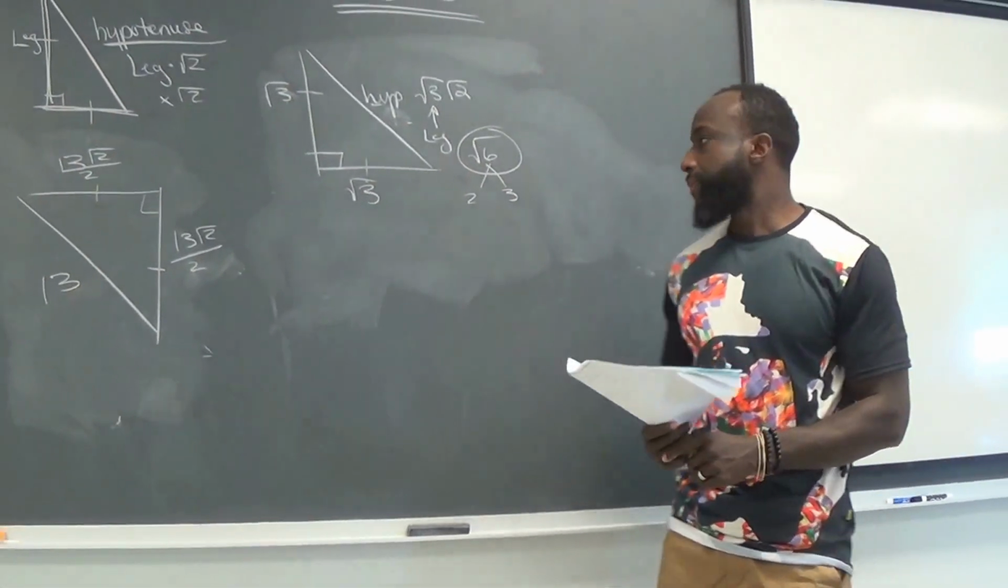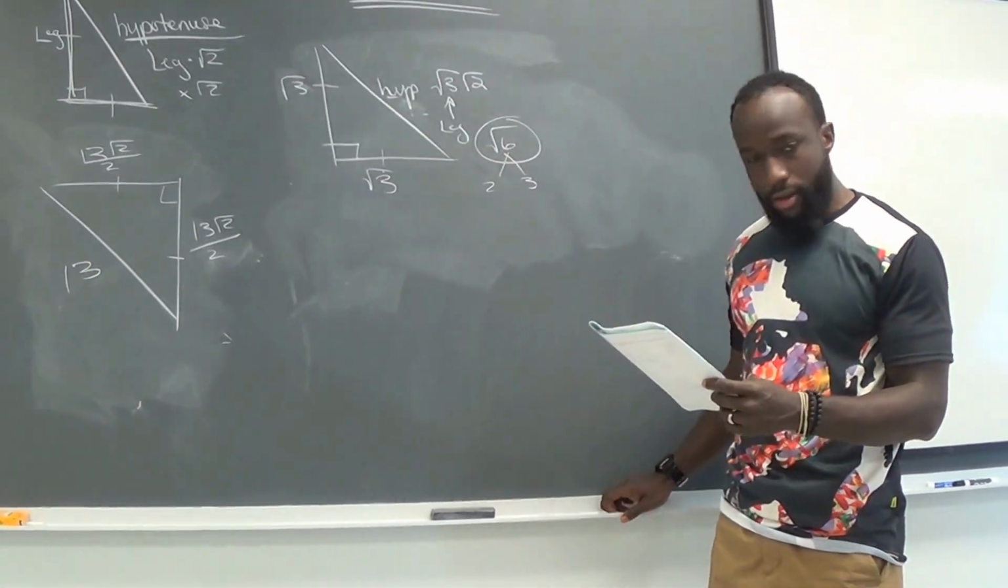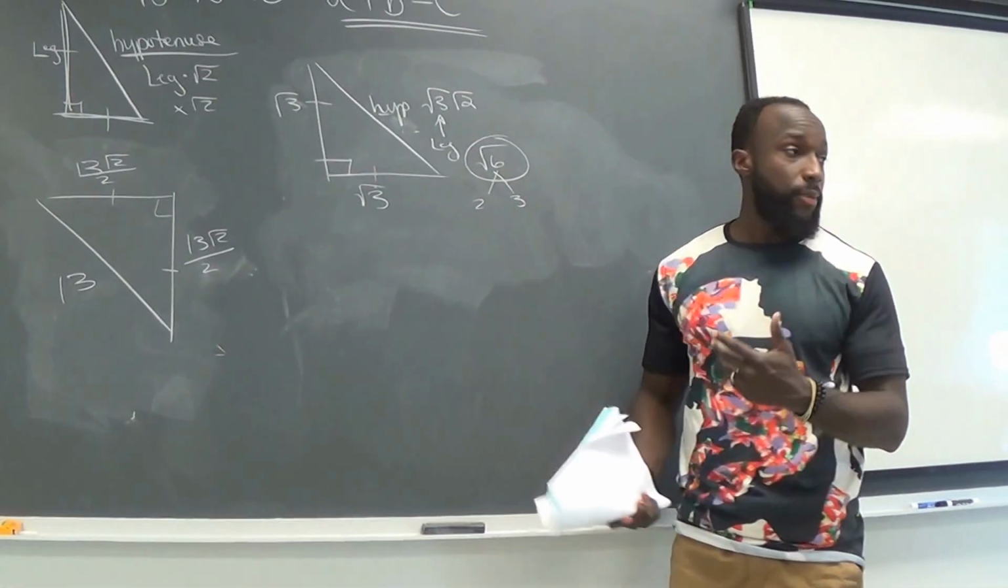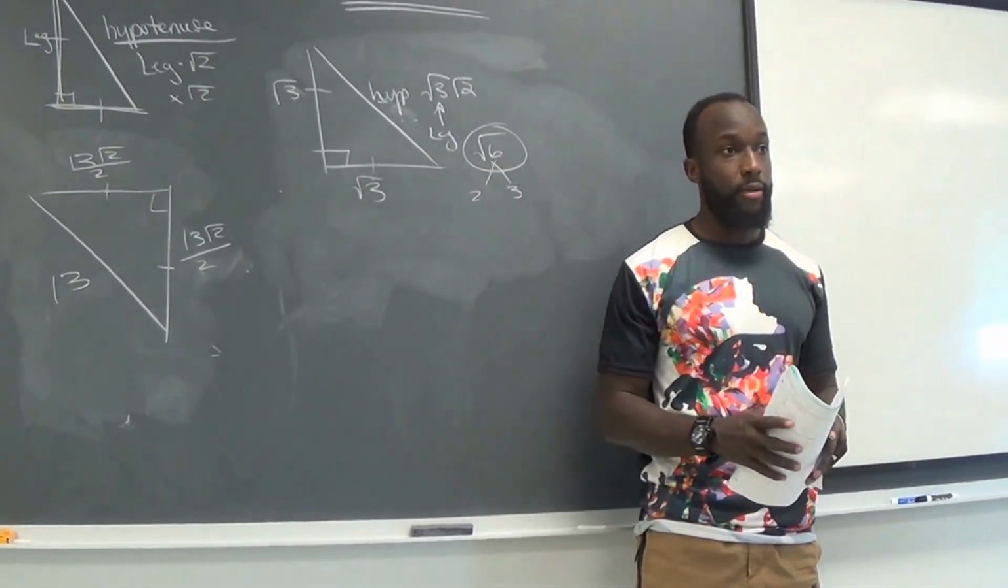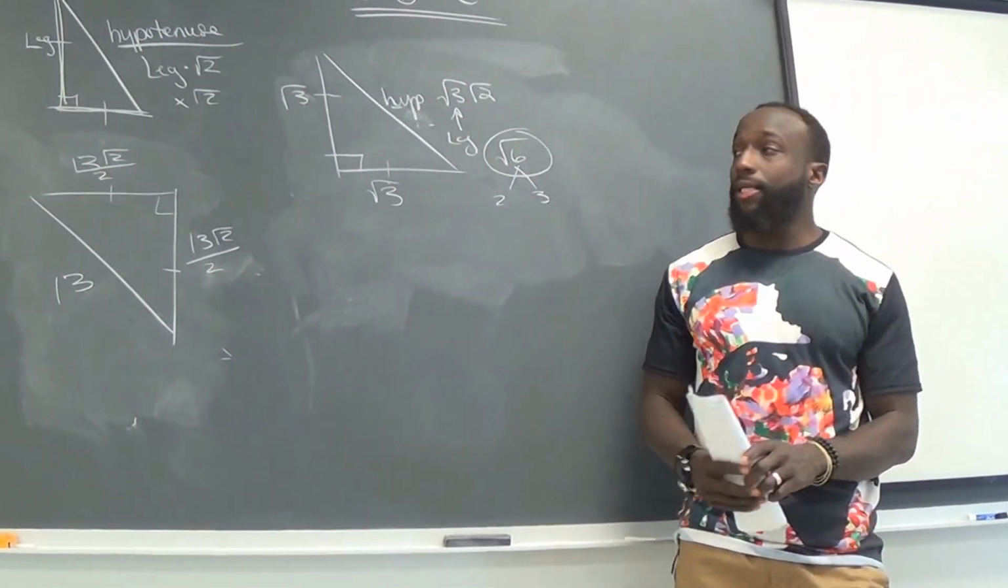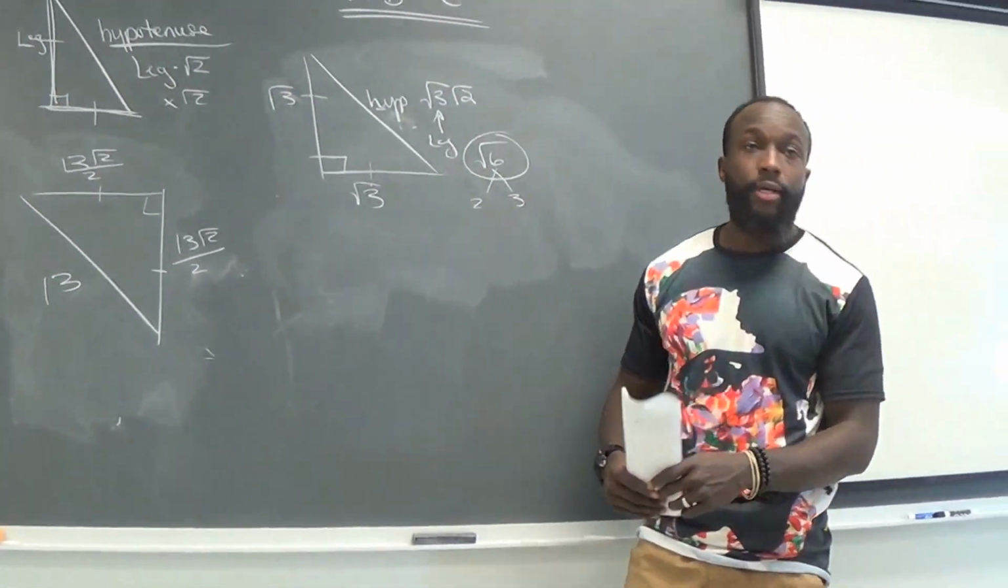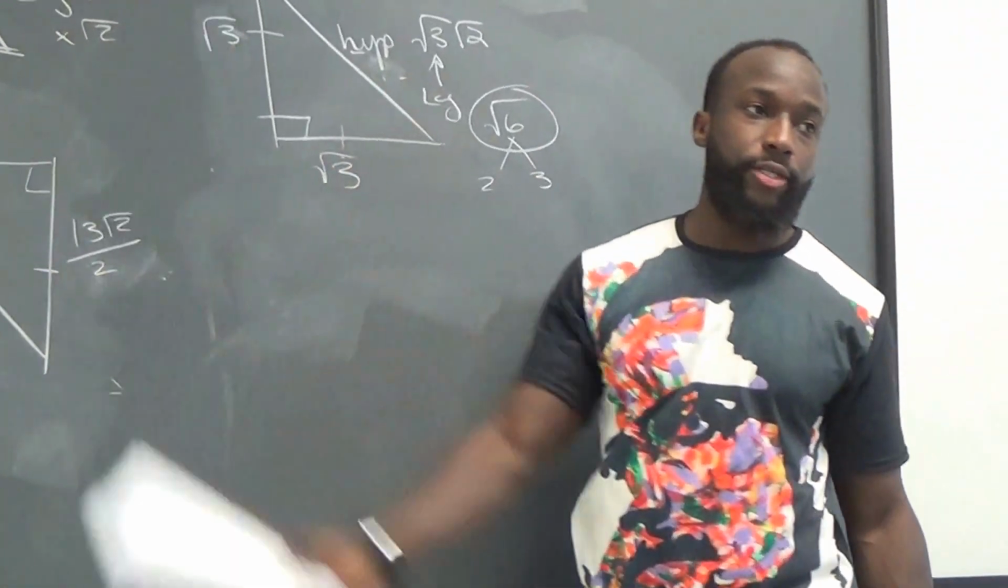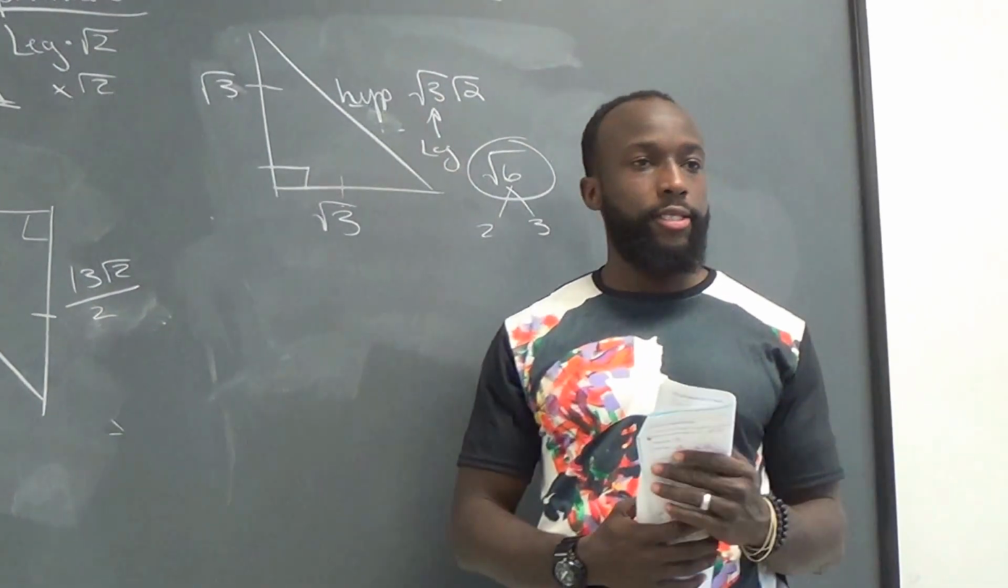Okay, good. Any more questions about the 45-45-90 degree triangle? So that's it for your 45-45-90 degree triangle. Next, we're going to look at the 30-60-90 triangle.